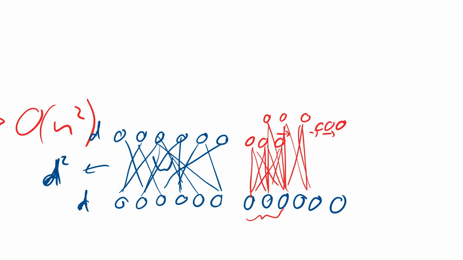And now you've reduced the memory consumption from D squared to just D times K, where K is usually the kernel size. And K you can keep pretty much constant, so that's O of D, right?